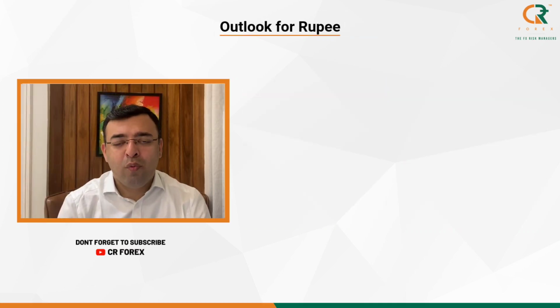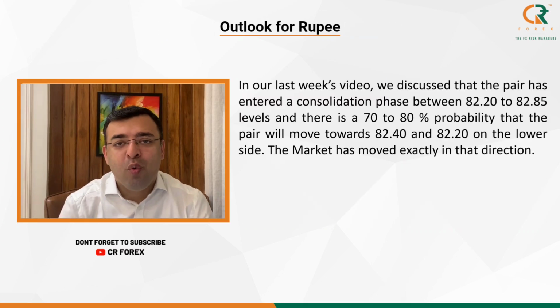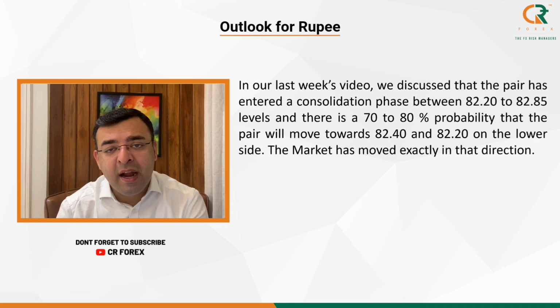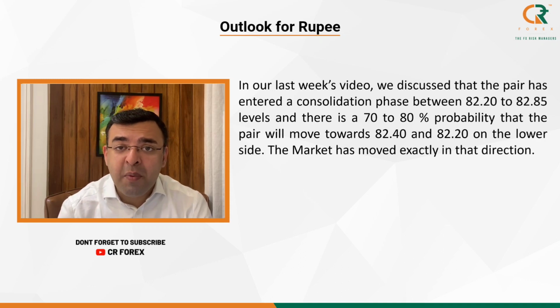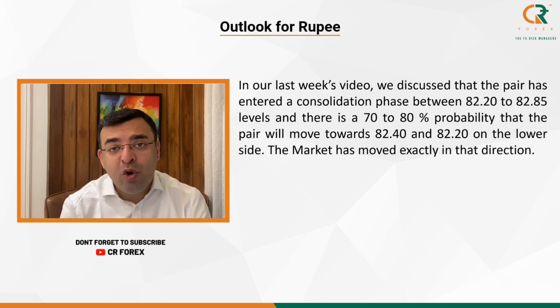Now let us discuss the outlook for rupee. In our last week video, we discussed that the pair has entered into a consolidation phase between 82.20 to 82.85 kind of a level, and there's a 70 to 80% probability that the pair will move towards 82.40 and 82.20 kind of a level, and exactly the same has happened.